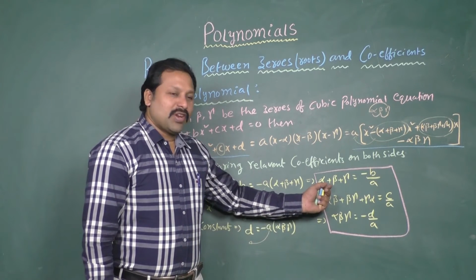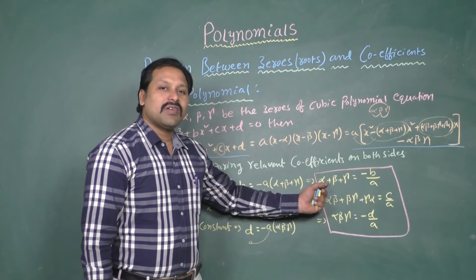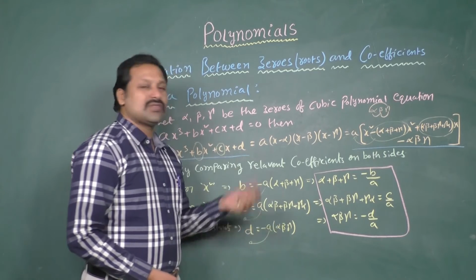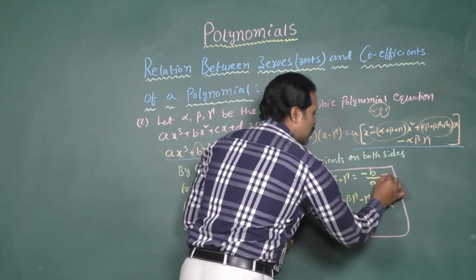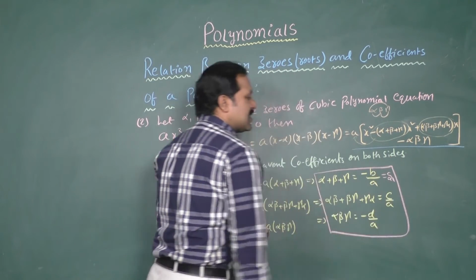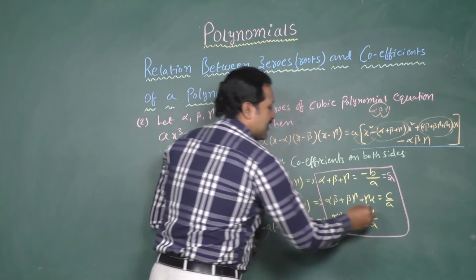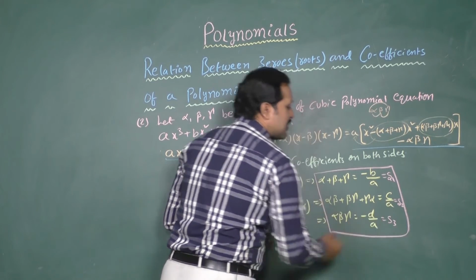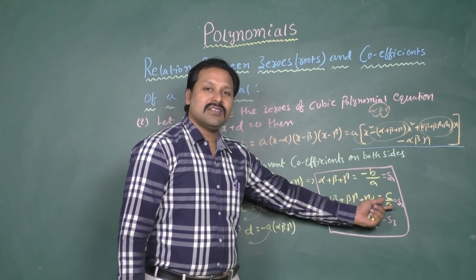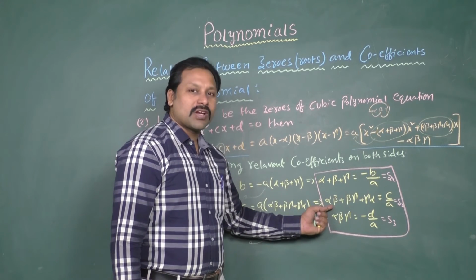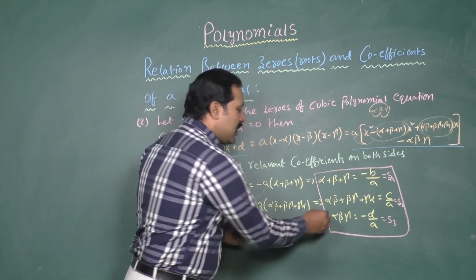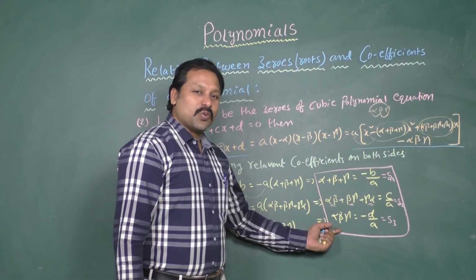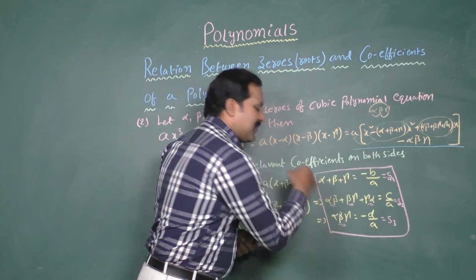I will give you one more hint here. This is alpha plus beta plus gamma, meaning sum of the roots. Some textbooks denote it as S1, this as S2, and this as S3. S2 means the sum of the product of the roots taken 2 at a time. S3 is the sum of the product of the roots taken 3 at a time.